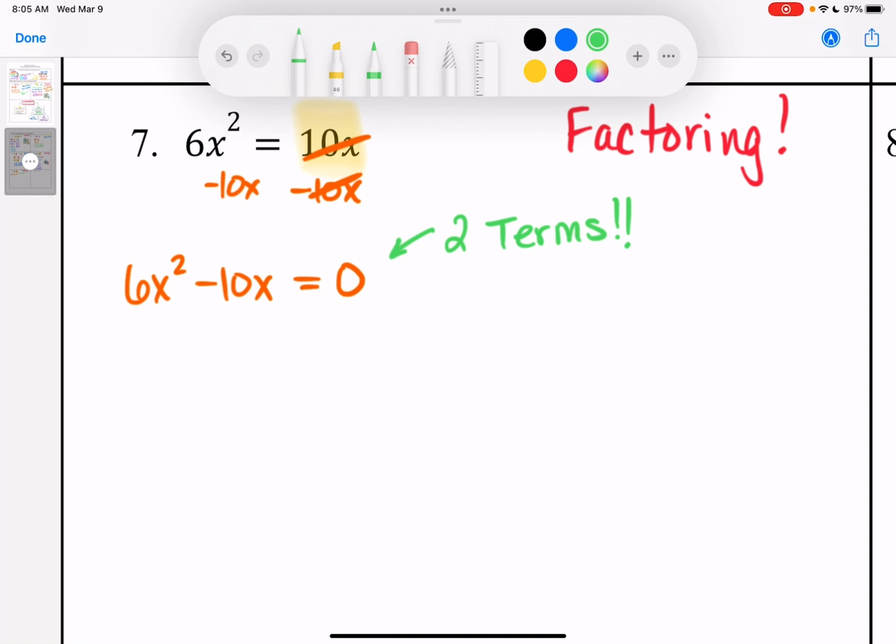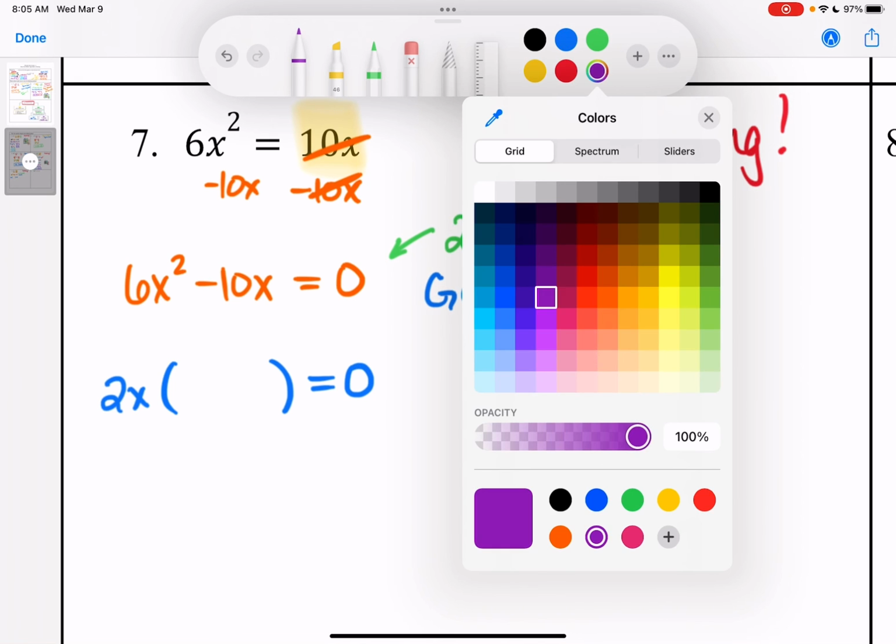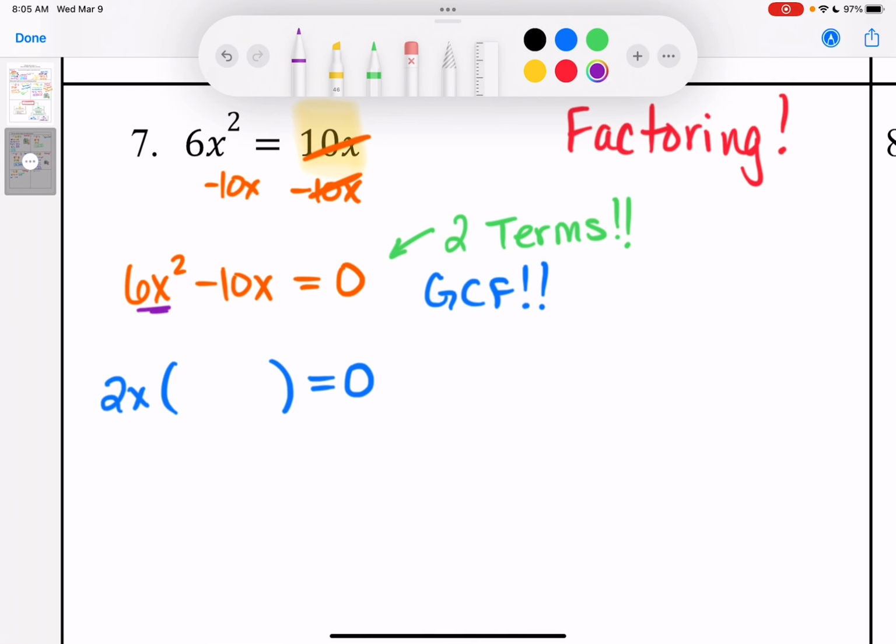Yes, definitely an X, right? They both have an X in common, but if I look at 6 and I look at 10, they must have a GCF of 2X. So 2x is our GCF. Okay. 2x times what? 2x times 3x minus 5. 2x times 3x is 6x squared. 2x times negative 5 is negative 10x.